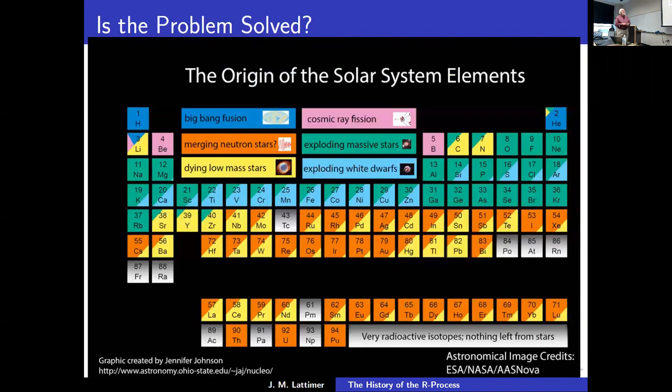So if indeed the R process does come from merging neutron stars, then we can update the origin of the elements in this way. We're ignoring the gray radioactive elements. We now have a reasonable description of the fraction of each element that's produced in various ways.